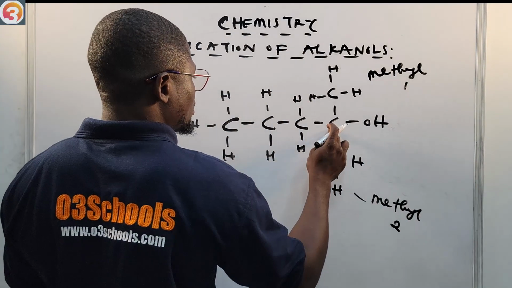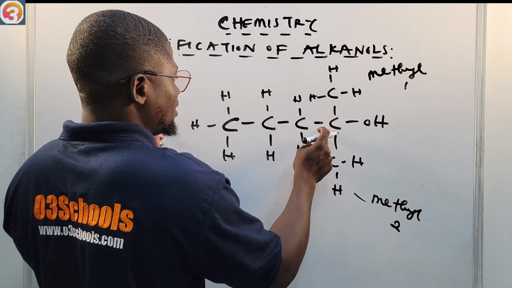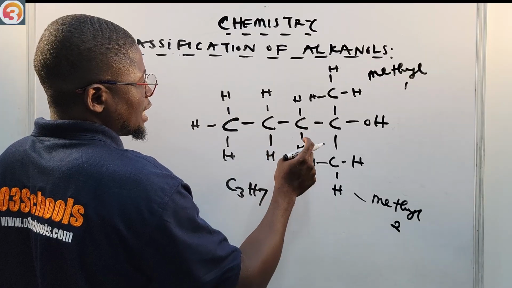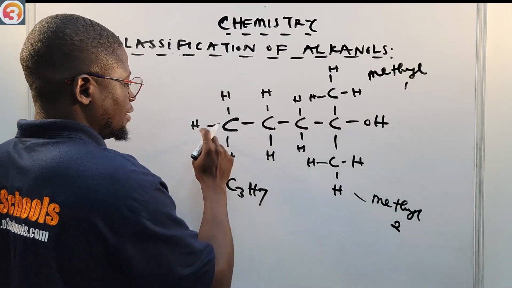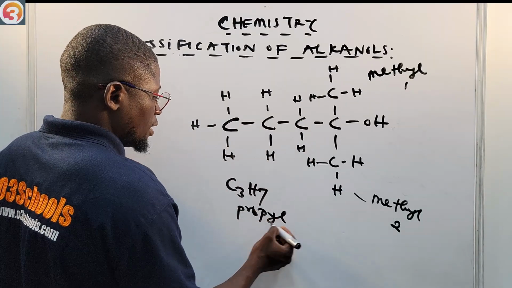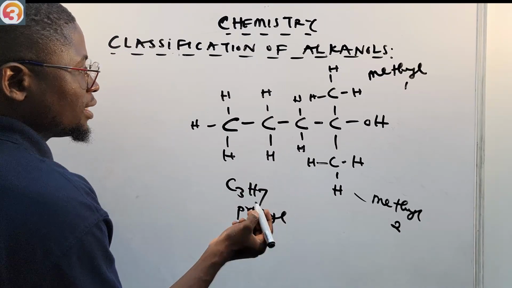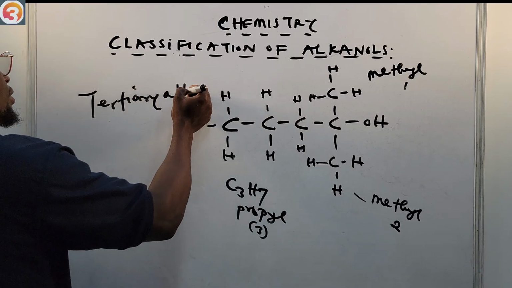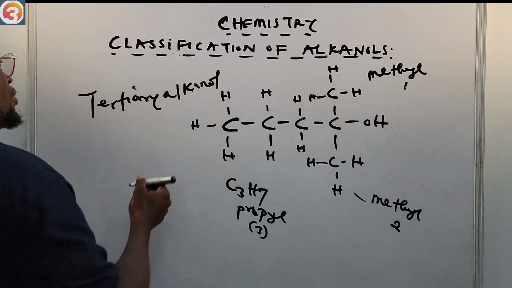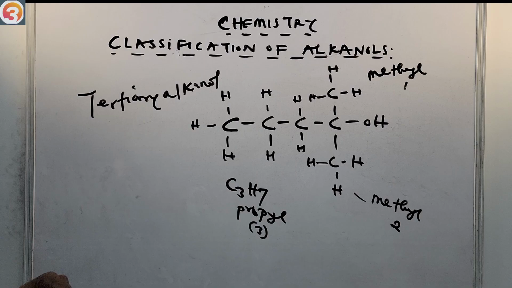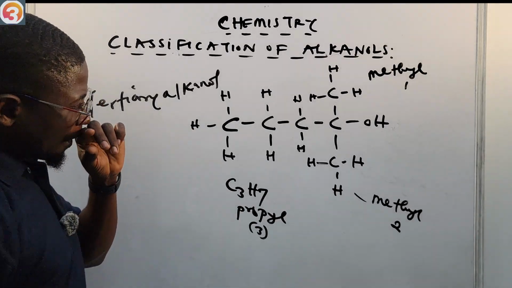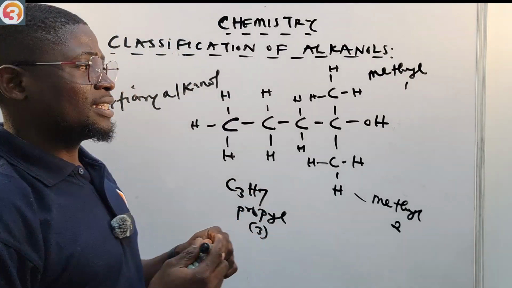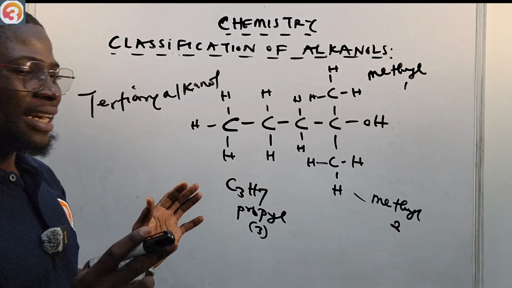Now to the left, with this carbon in mind, there's a propyl group, C3H7. You count the carbon and hydrogen atoms: 1, 2, 3, 4, 5, 6, 7. This propyl is the third alkyl group. So obviously, this is a tertiary, or 3-degree, alkanol, or alcohol as you may have it. That is simple as ABC. So identifying or classifying alkanols into primary, secondary, and tertiary becomes a very easy thing for us to do.